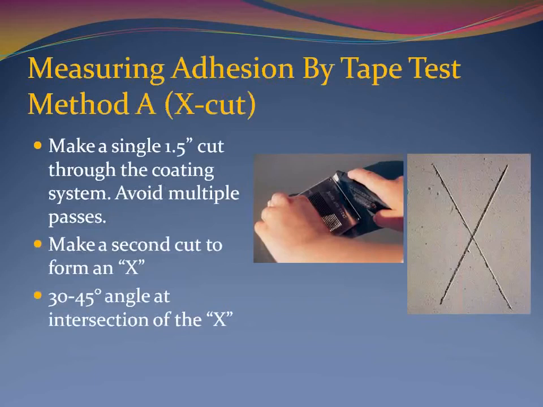To perform method A, mount the new razor blade in the utility knife. Use a straight edge and make a 1.5 inch long cut through the coating system down to the substrate, then make a second 1.5 inch long cut across the first cut to form an X. The legs at the top and bottom of the X should be approximately 1 inch apart. The intersection of the X should be a 30 to 45 degree angle.